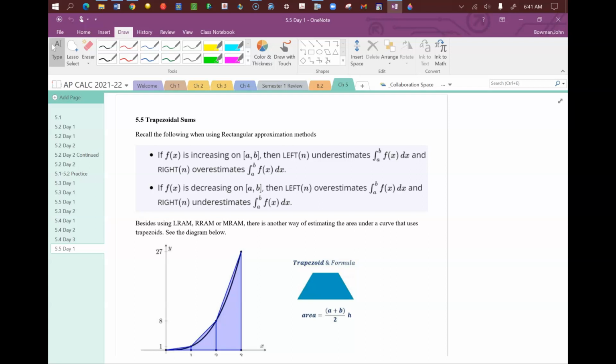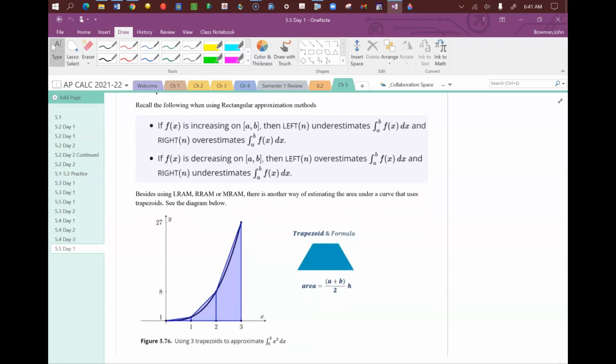So before we get started on that, I want to remind everybody about the previous methods we used for estimating integrals, and that was the rectangular approximation methods. And if you recall, those are either an overestimate or an underestimate if we're using LRAM or RRAM. And I don't recommend remembering these two statements up here. I recommend drawing yourself a curve and figuring out what the situation is.